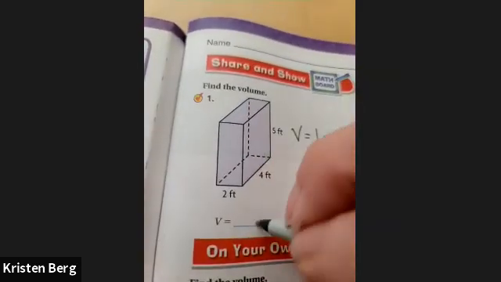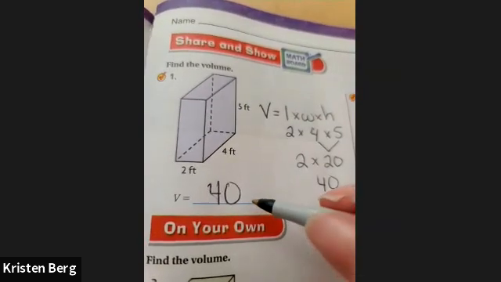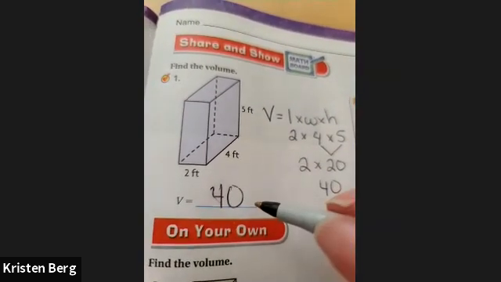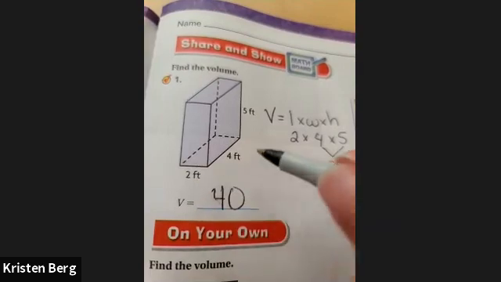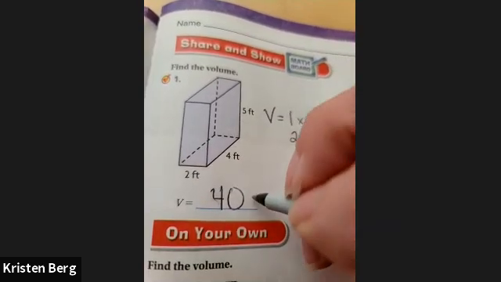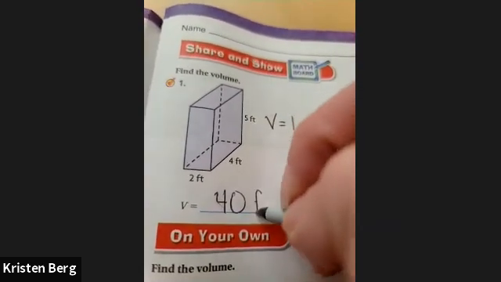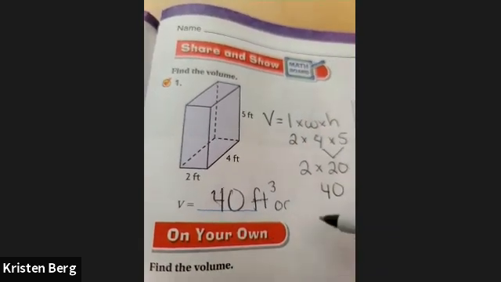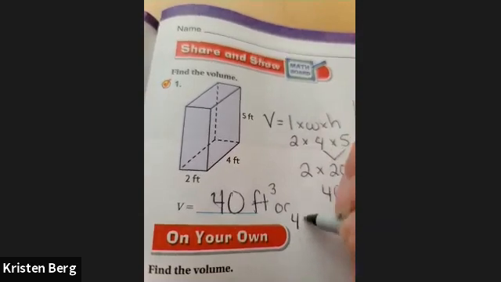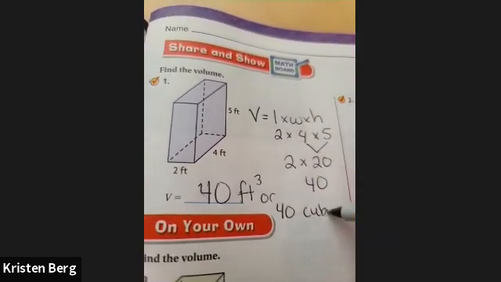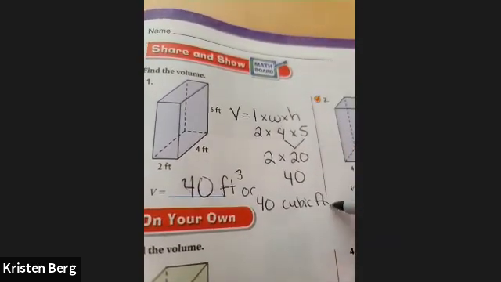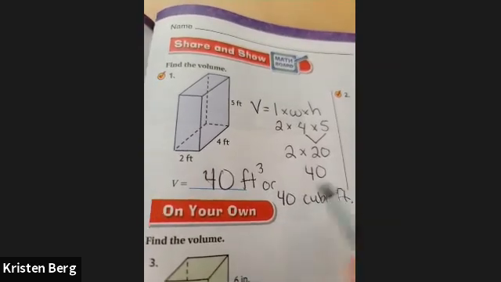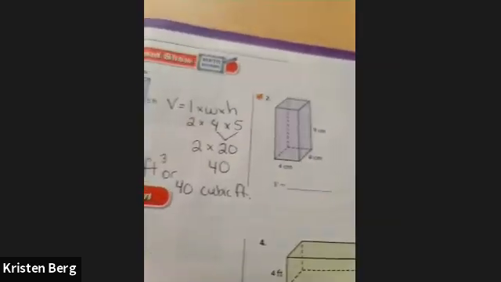So your answer is 40, but do not just leave your answer like this, because I have to mark it half wrong if you write it like this. Do remember you need to put your units down. So this, you could have said feet to the 3rd power, which means feet cubed, or you could have said 40 cubic feet. Make sure you are doing one of these two on every single one.